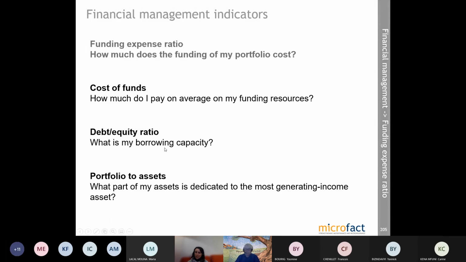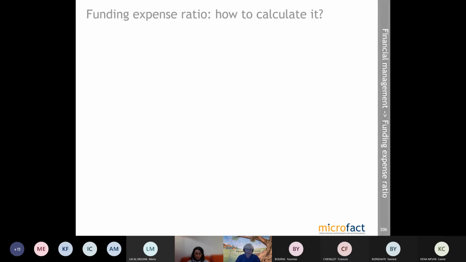A very easy indicator is what is my leverage? How much can I leverage with my equity and debt? And then an easy one, how much of my assets is going to the real activities, to my portfolio? But I will focus mainly on the first two, so try to keep attention to that one because it's a confusing one sometimes.